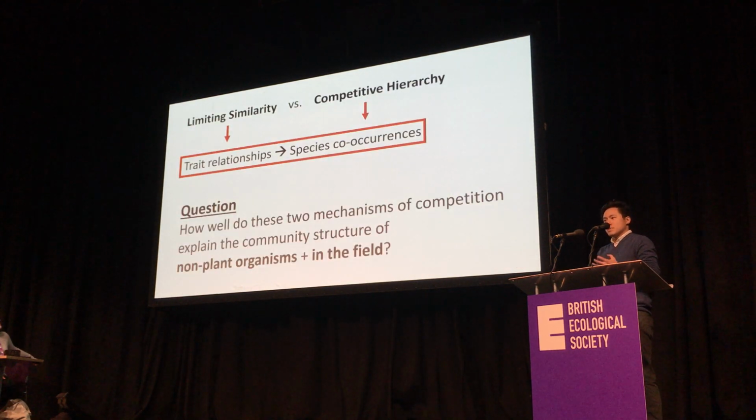But a lot of this work has been done in plant communities, and so the goal of this research is to explore the degree to which competition by limiting similarity on one hand, and competition or competitive exclusion by competitive hierarchies, the degree to which they explain community structure of non-plant organisms in nature, so aside from experiments.